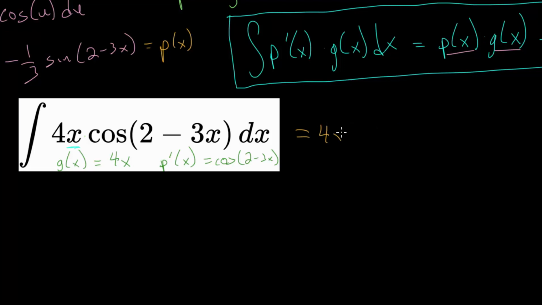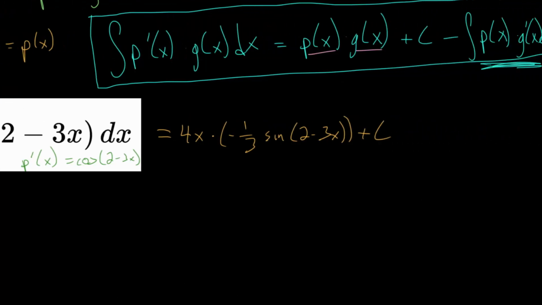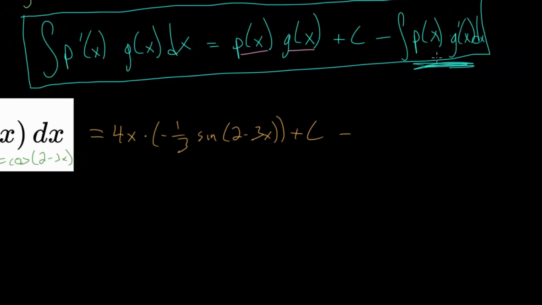So we have 4x multiplied by p of x, which is negative 1/3, multiplied by the sine of 2 minus 3x. And we can add our constant of integration, or we can wait till the end. So let's do all of that right now. And we will now subtract this second integral, which will be easier to evaluate.